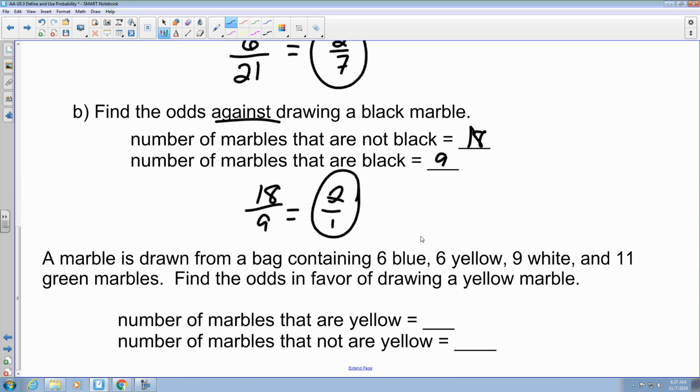All right, in this last one, it says a marble is drawn from a bag of 6 blue, 6 yellow, 9 white, 11 green. They want you to find the odds in favor of drawing a yellow. So number of yellow is 6. The numbers that are not yellow are 6 plus 9 plus 11, and that is 26. And so odds in favor are 6 over 26, which gets reduced to 3 over 13.